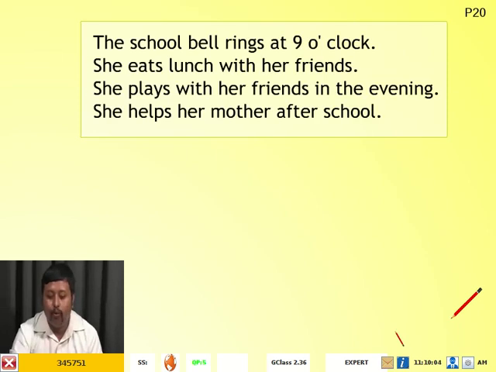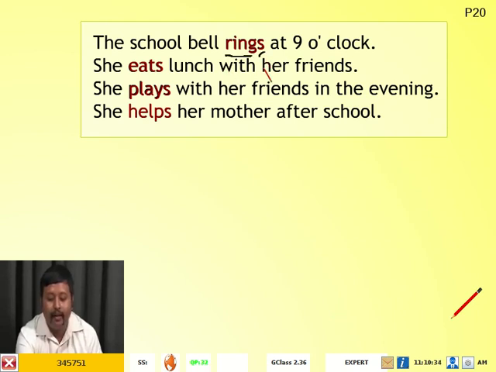Then the school bell rings at 9 o'clock. She eats lunch with her friends. She plays with her friends in the evening. She helps her mother after school. Again, we are revising those things. These are habitual actions. Okay. We have our verbs: rings, eats, plays, and helps. These are our verbs. So, what will we do with the verbs?